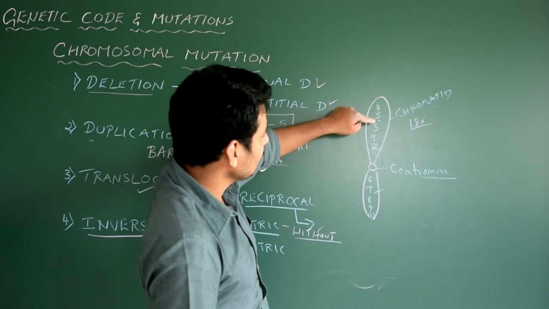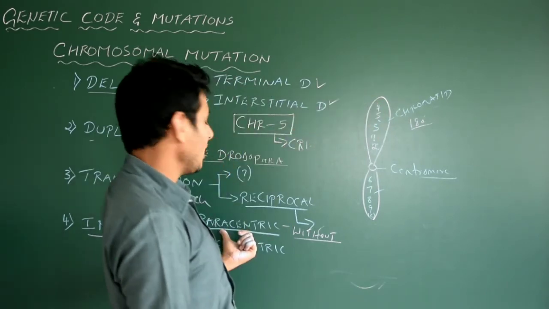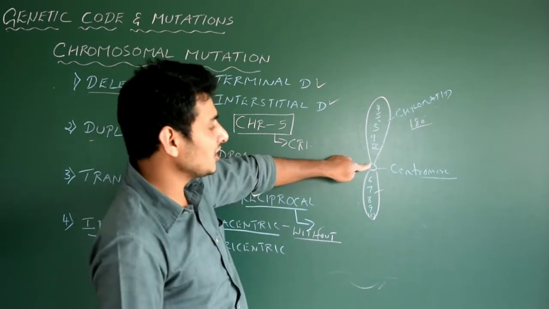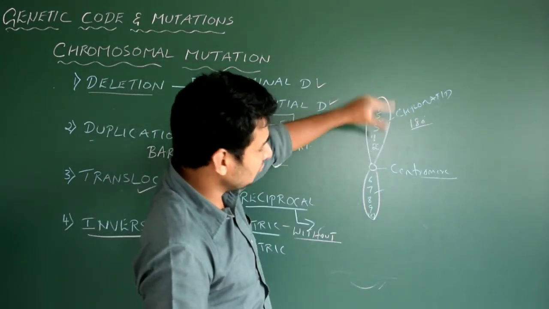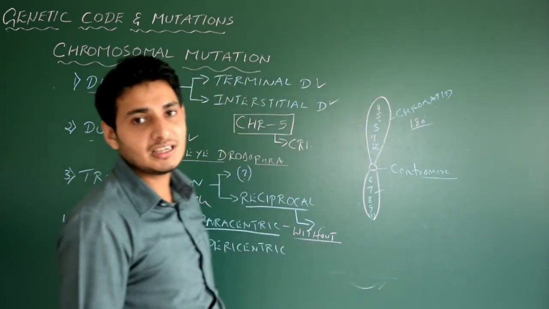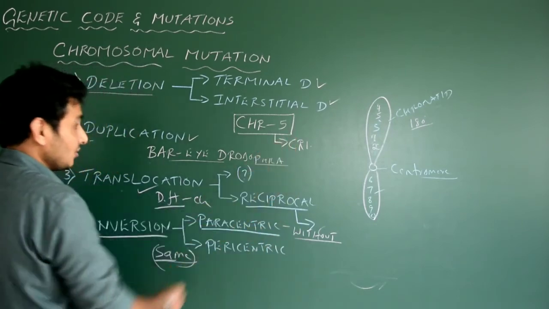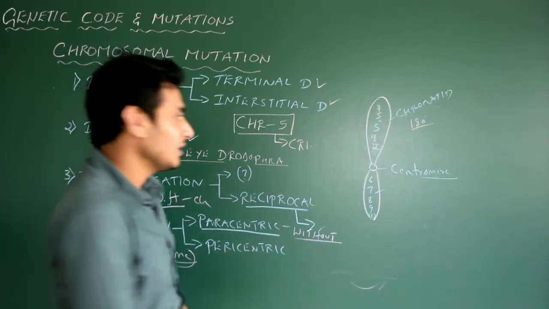Inversion. See, earlier 1 and 2 genes were here, but because of the paracentric, that is without involving the centromere, the rest remains the same. Because of the bending of the chromatid within the same segment of the chromatid, what's going to happen? There is a replacement of the genes. That's it. That also leads to abnormality. That is paracentric. Now pericentric, you can imagine now.